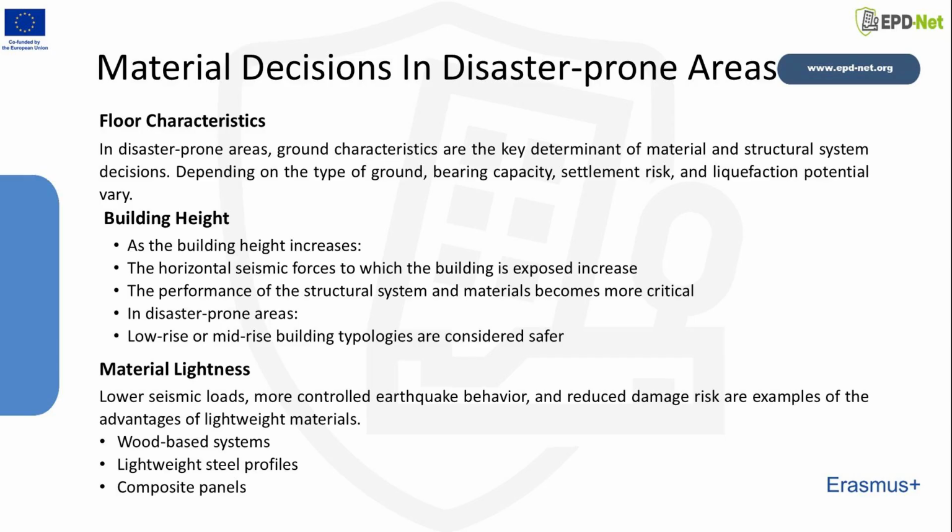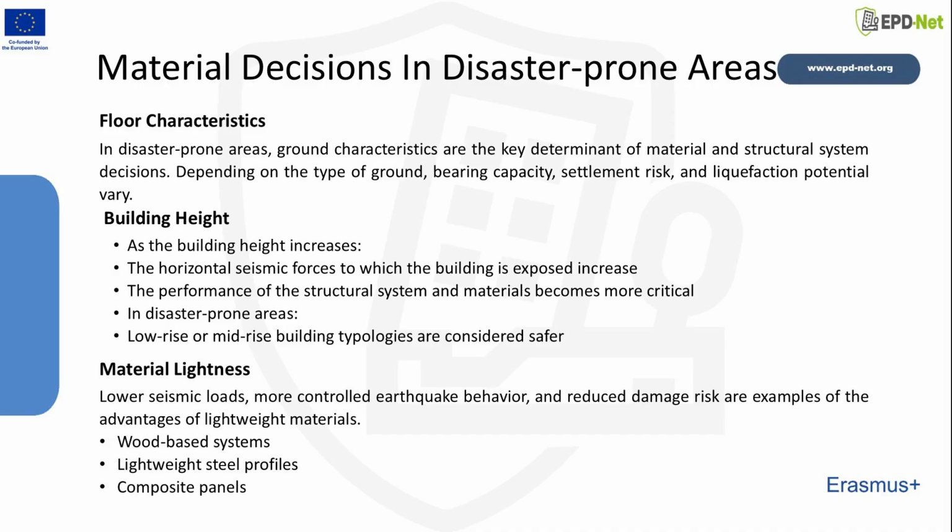Material selection in disaster-prone areas must be informed by both environmental and geotechnical conditions. Soil characteristics are fundamental. Bearing capacity, settlement potential, and liquefaction risk determine structural strategy. In soft soil regions, heavy structures may experience amplified seismic motion. Building height is another critical factor. As height increases, lateral forces and structural complexity increase. In high-risk seismic zones, low-rise or mid-rise typologies are often considered safer and more manageable.